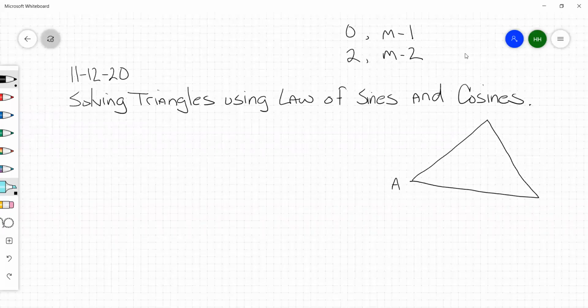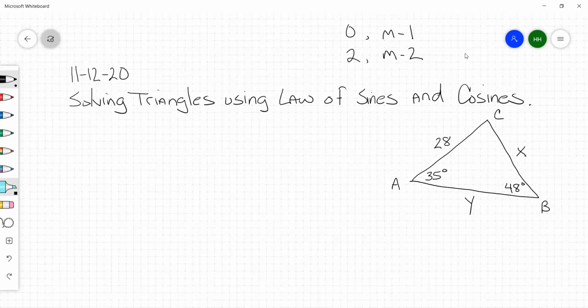ABC. Side AC is 28. Angle A is 35. Angle B is 48. CB is X, and then we're also going to find this third side and call it Y.